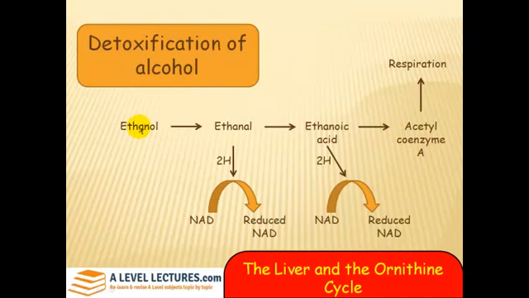Here we've got ethanol. It's converted to ethanal, hydrogen removed, and here we've got NAD. NAD combines with the hydrogen to produce NADH, or reduced NAD. Again, ethanal is then converted to ethanoic acid. Again, hydrogen removed by NAD to produce reduced NADH. And you're left then with acetyl coenzyme A over here that can be used in respiration and is a jolly useful product. So we're getting some useful stuff from the detoxification of alcohol.